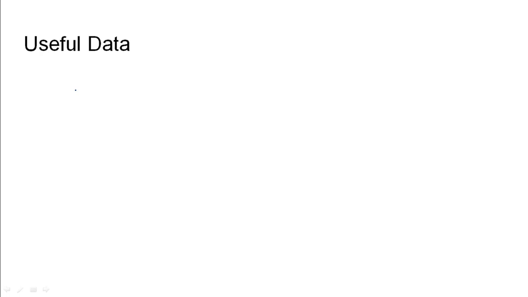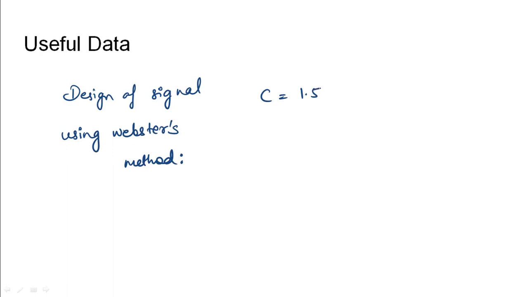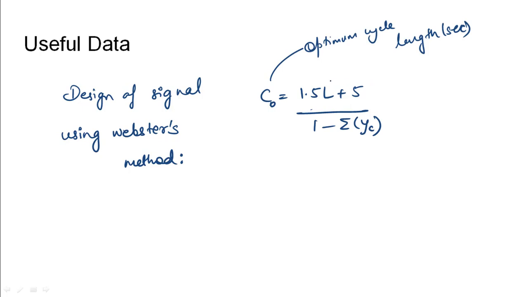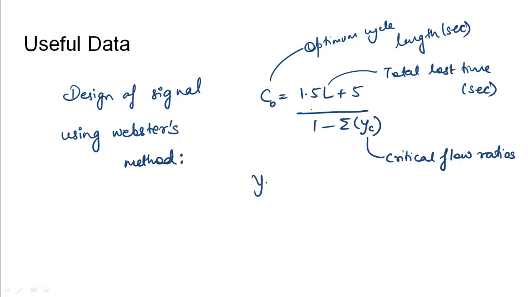So when we talk about the design of a signal using Webster's method, the cycle length is given as 1.5L plus 5 divided by 1 minus the summation of the critical flow ratios. Here the cycle length C0 is the optimum cycle length in seconds, capital L is the total lost time in seconds, and YC1 is the critical flow in one phase divided by the saturation flow. Similarly, YC2 would be Y2 by S, and similarly for all the phases these critical flow ratios are added to get this term.